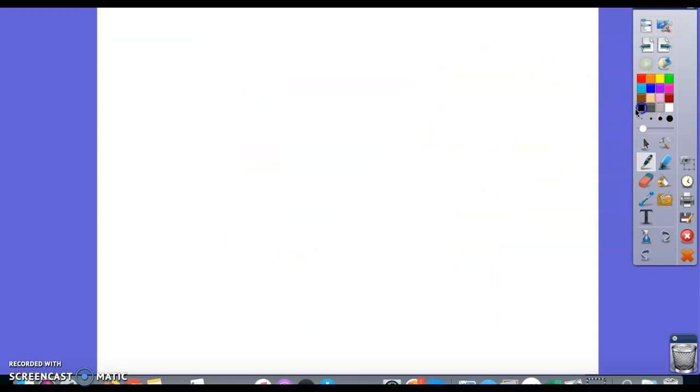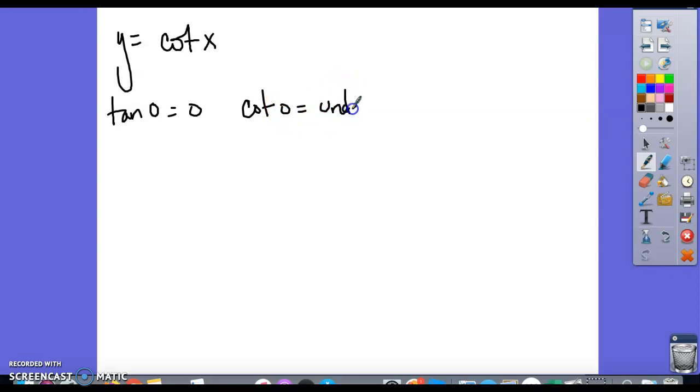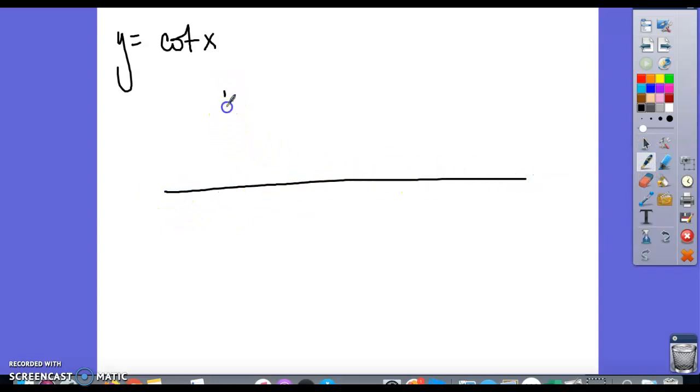All right, cotangent is the reciprocal of tangent, right? So if the tangent at 0 equals 0, that means the cotangent of 0 is undefined, right? We're just going to take the reciprocals of the points we just looked at. Okay, so let's look at what this graph looks like by taking reciprocals. Okay, the period is the same.